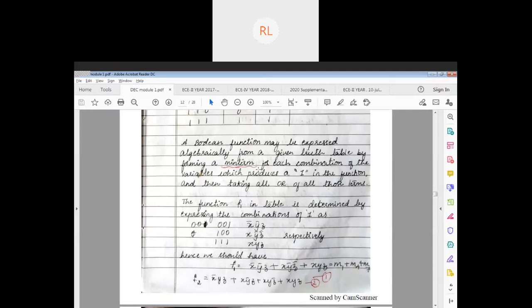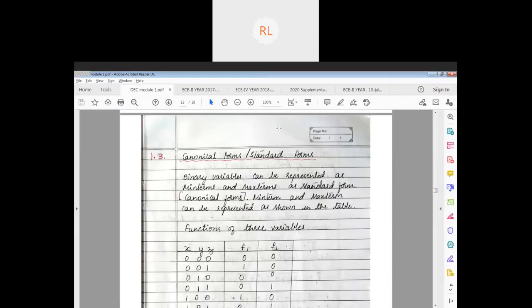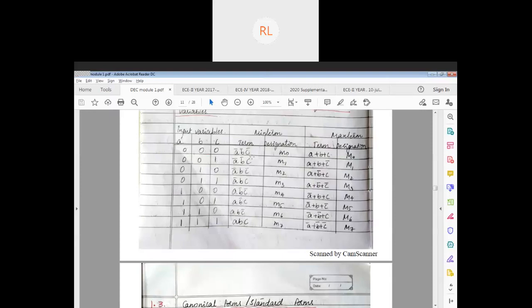Next. A Boolean function may be expressed algebraically from a given truth table by forming a min term. Okay, min term. So what is a min term? Now go back. So this is your min term: 000. I'm using a bar, b bar, c bar.